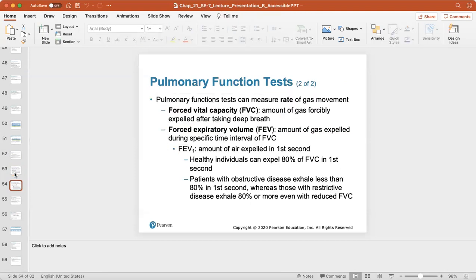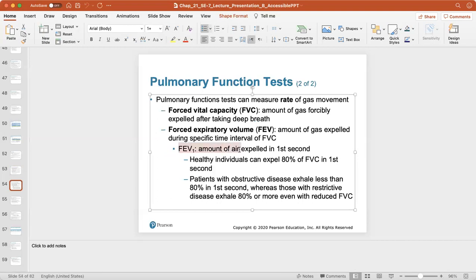Pulmonary function tests can also measure the rate of gas movement with forced vital capacity, which is the amount of gas forcibly expelled, and forced expiratory volume, which is the amount of gas expelled during a specific time interval. And this is a common measurement that we often take: the amount of air expelled in the first second.